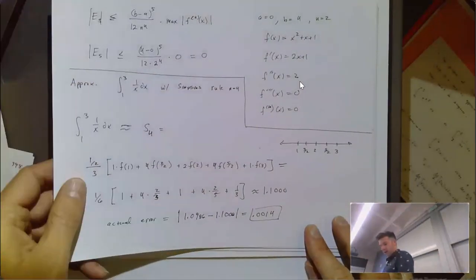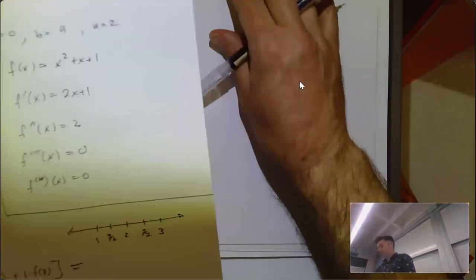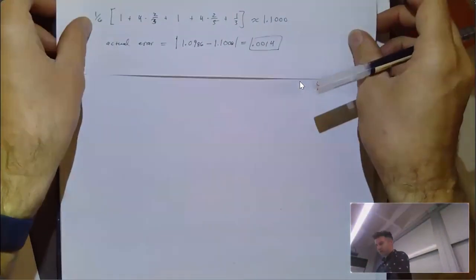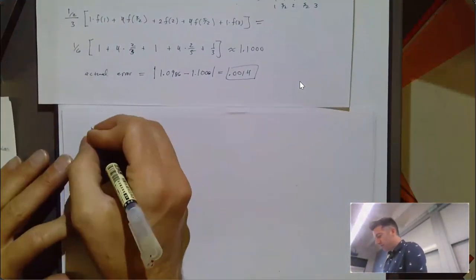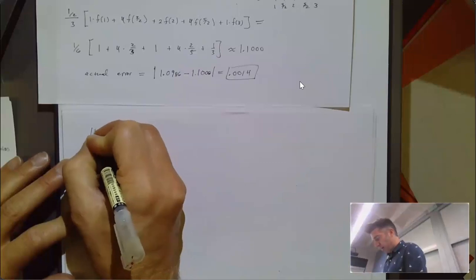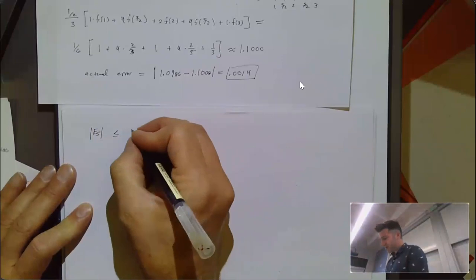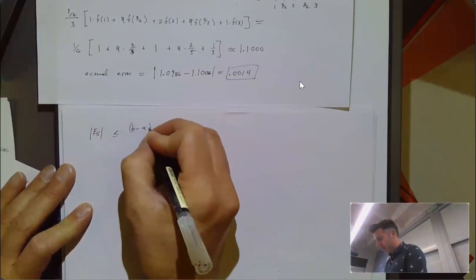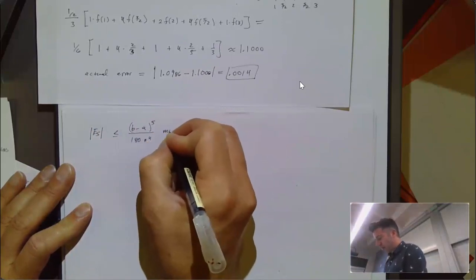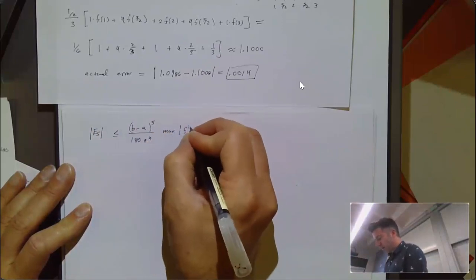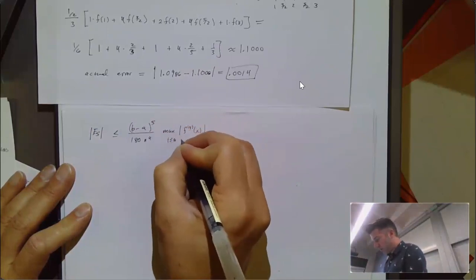So then let's talk about the error formula for Simpson's rule for this particular example. Let's check and make sure that that makes sense. If I wanted to find an upper bound for the error for Simpson's rule, that's going to be less than or equal to, you're going to see this formula a number of times, (b minus a) to the fifth over 180 n to the fourth times the maximum of the absolute value of the fourth derivative of f(x) on the interval from 1 to 3.